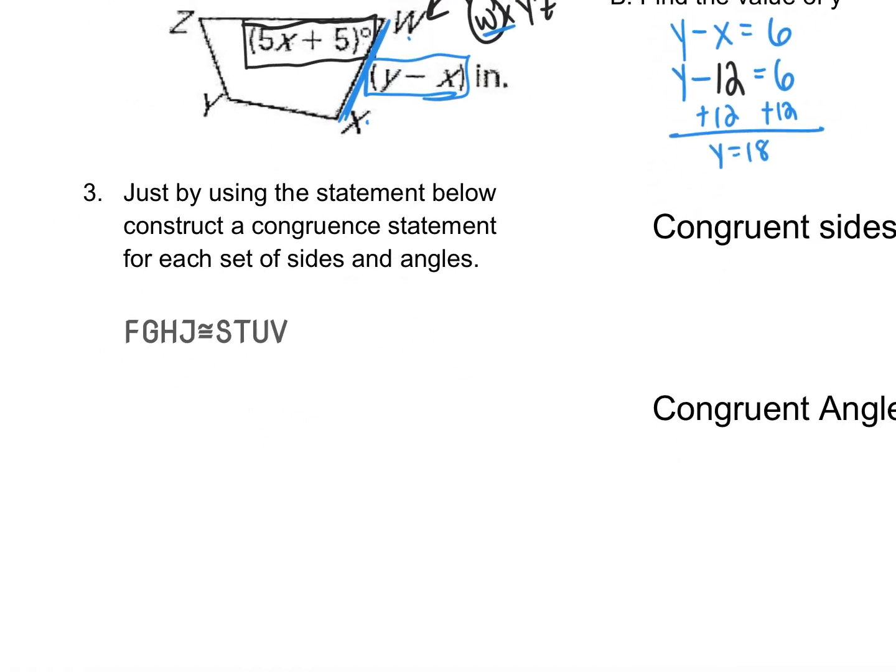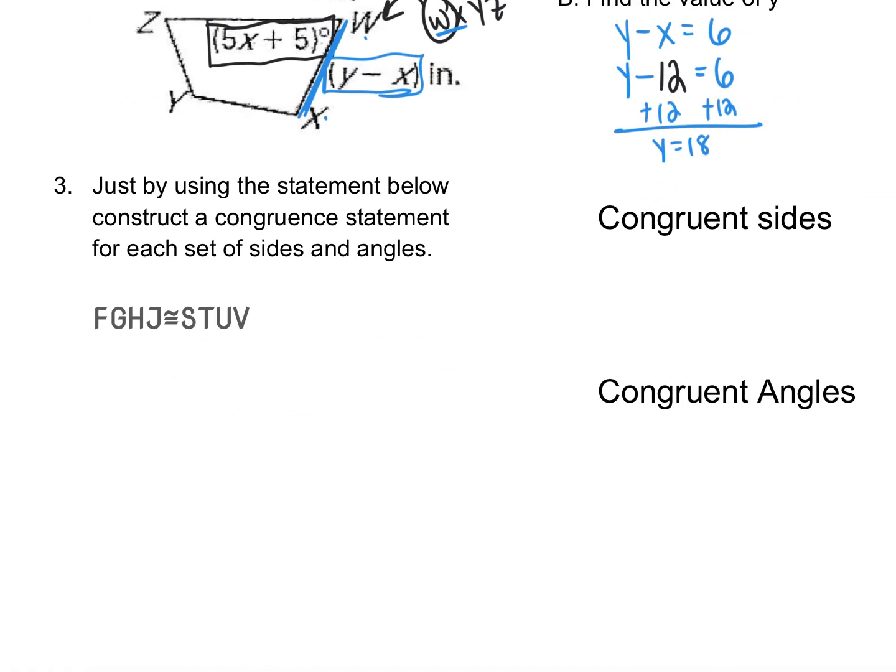So let's just do a couple of quick little trials here. So if in this statement, it's a four-sided shape, so it's not a triangle, I want you to try and see if you can figure this out. F to G would be congruent to what two letters? And G to F would have to be congruent to what two letters? So why don't you pause it, take a second, and try it.